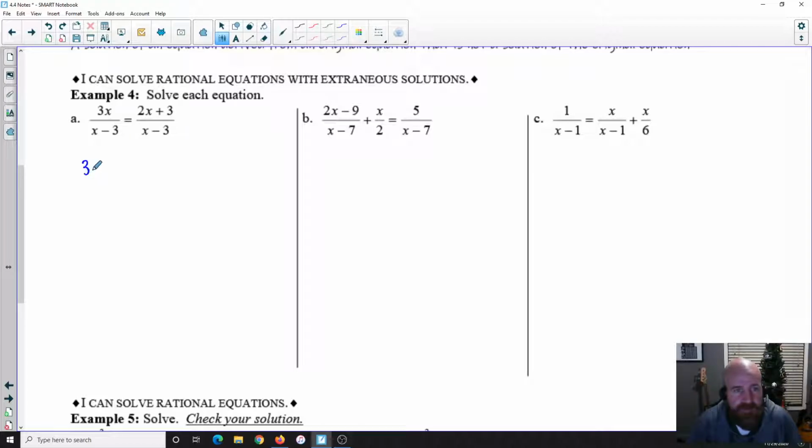So we have 3x equals 2x plus 3. So x would equal 3. So now when you take our 3 as the answer and we plug it back into the original equation, look what happens. We have a 3 minus 3. So we have a 0 on the bottom. Can't have that. So what we're going to do is we're going to say x cannot equal 3. That's an extraneous solution.